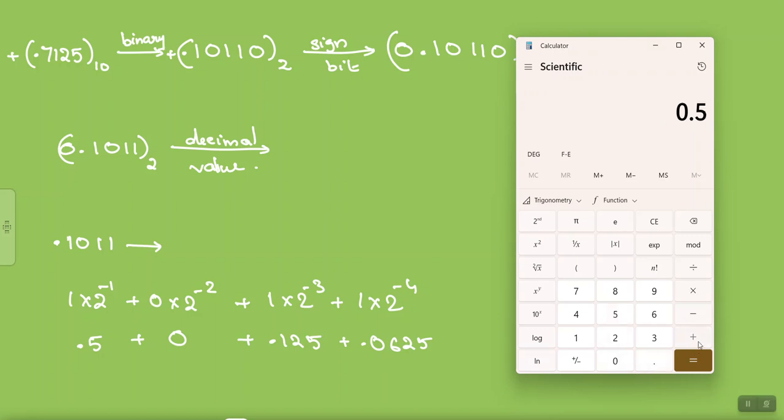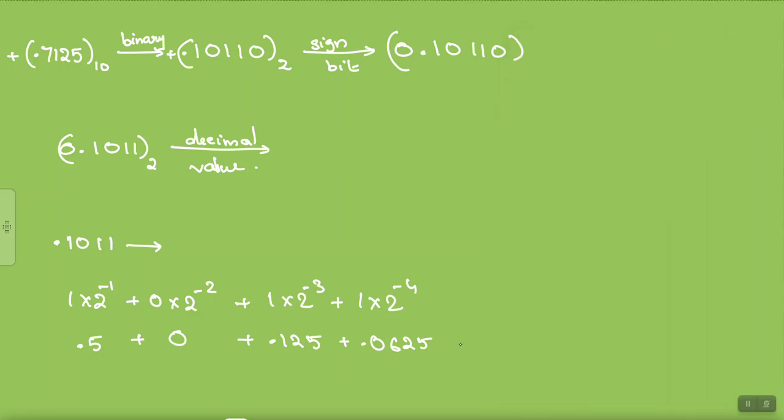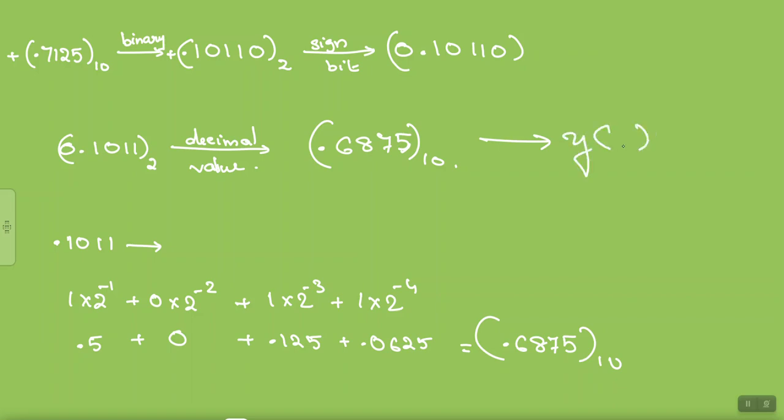Here this is 0.5 plus 0 plus 0.125 plus 0.0625, that is 0.6875 to the base 10. This is my y of 1.